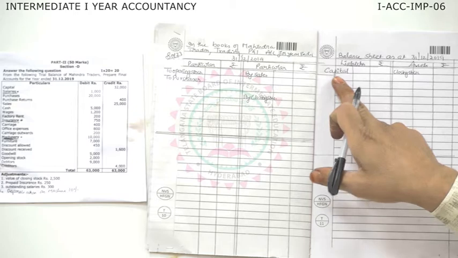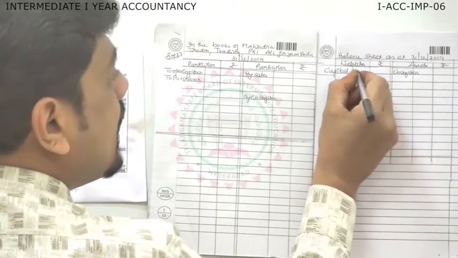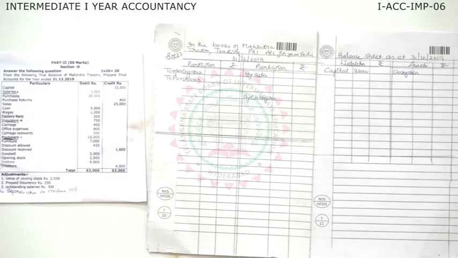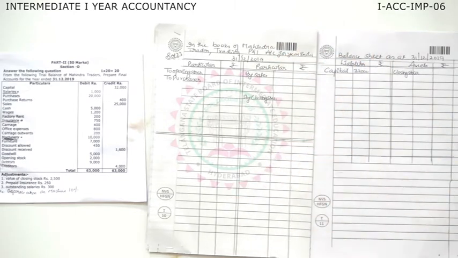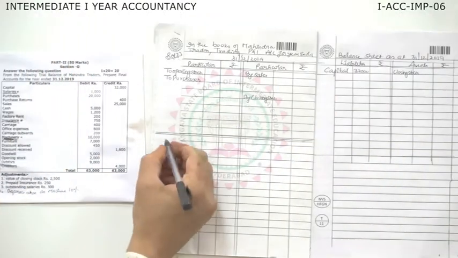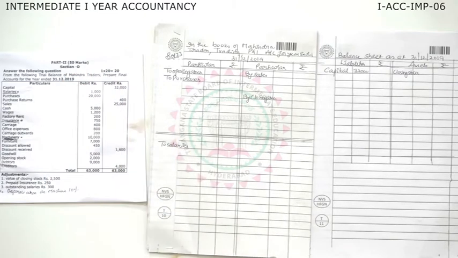Capital already we wrote, and keep in mind we'll write in inner column. So here I am writing 32,000 inner column. Then next is salaries. Salaries are indirect expense, dear. They come in profit and loss account. So the above part is trading account and the below part is profit and loss. So leaving one line, I'll write salaries.